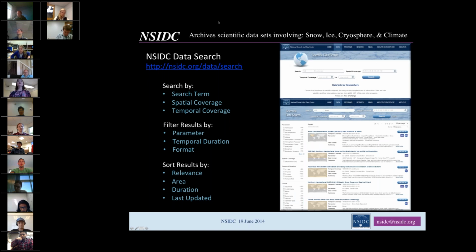So here's just an example. This is where you might get some satellite data if you want from NSIDC. Again, it's mainly here for your reference.